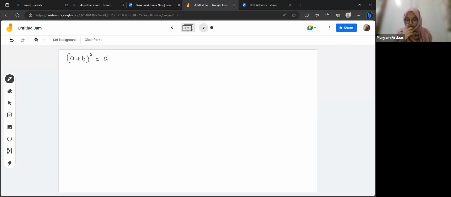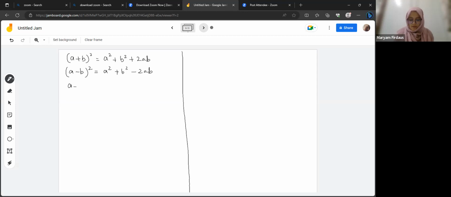Who's going to tell me what this is? (a+b)² is a² + b² + 2ab. Very good. Then (a−b)² is a² + b² − 2ab. Very good.